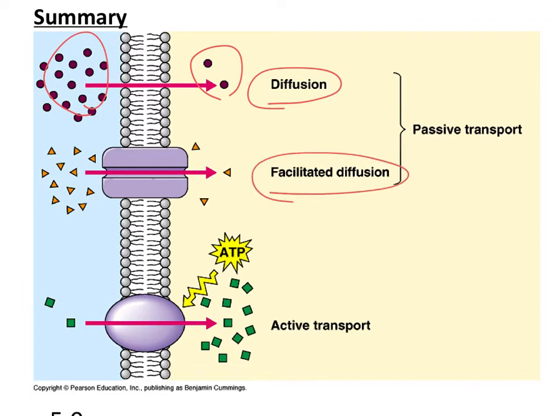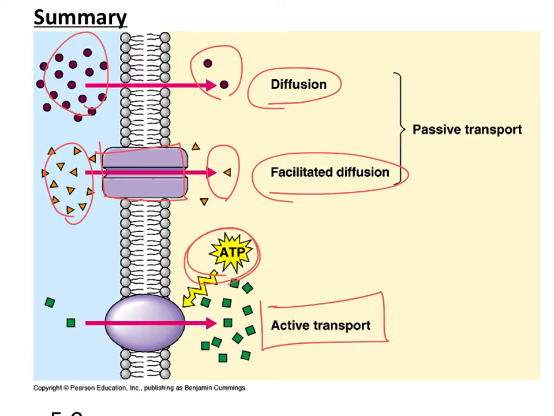Method number 2, facilitated diffusion. Again, moving from high to low concentration. Difference, we need a protein channel because these particles are too big or too charged. The third, active transport, requires energy in the form of ATP. Particles are moving from low to high concentration, which is not the way that they would naturally go. So the cell is expending energy to move a particle where it wants that particle to go.